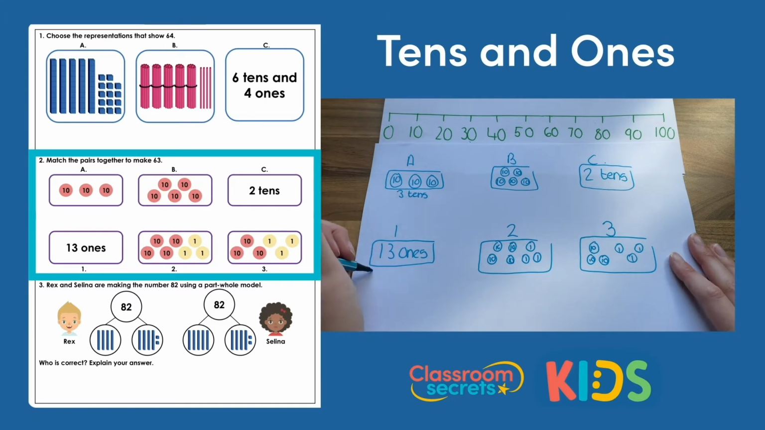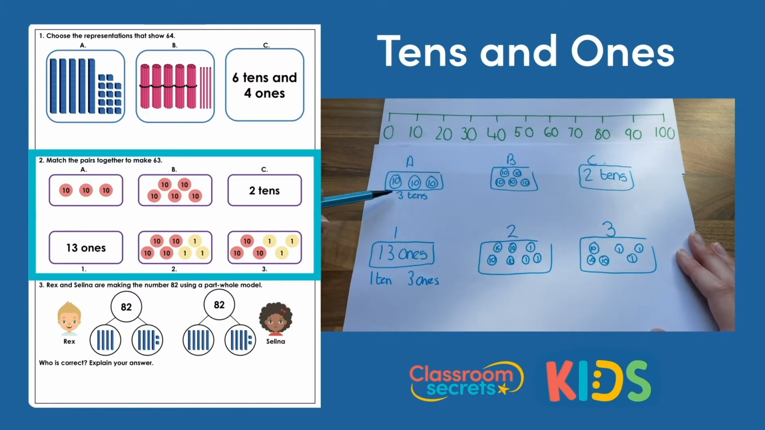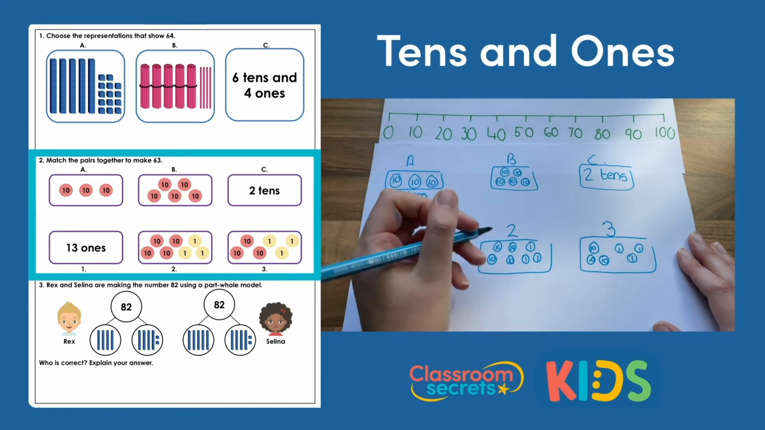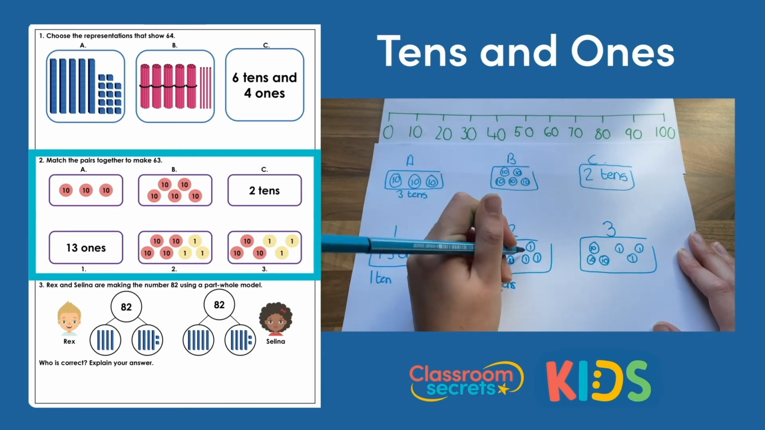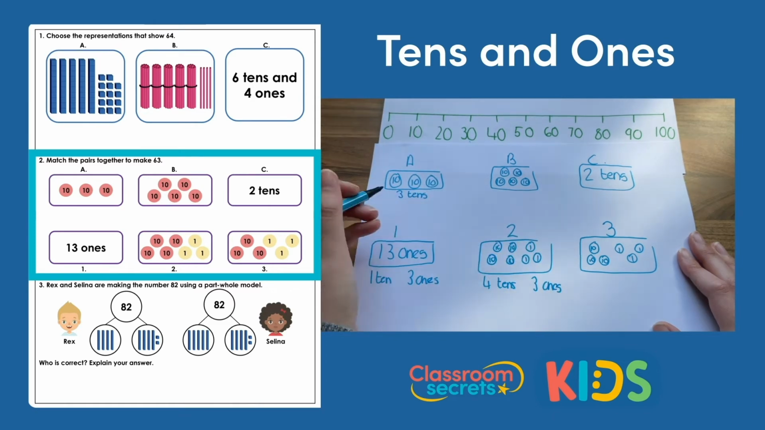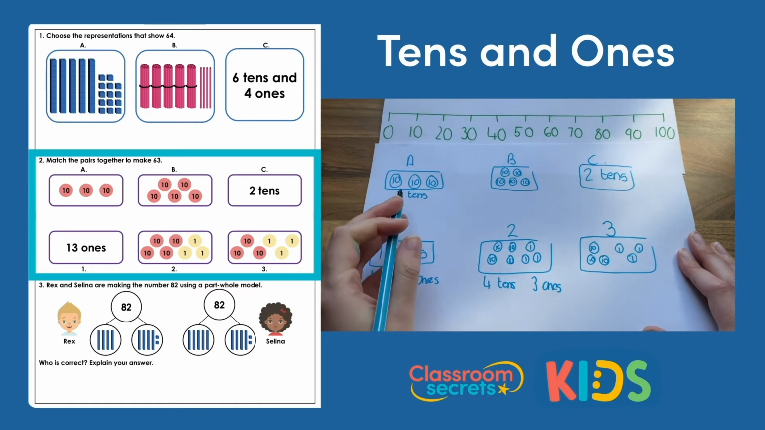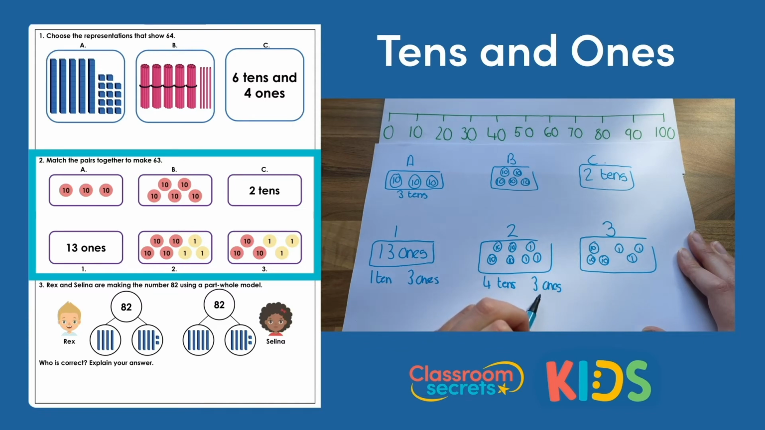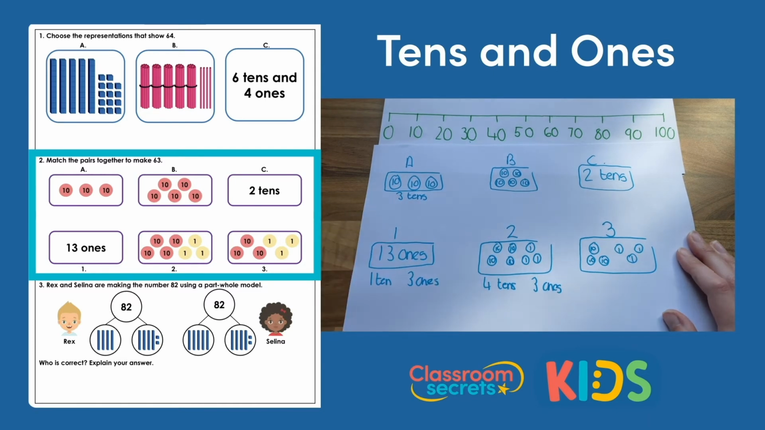13 ones, which is the same as 1 ten and 3 ones, because remember, we can swap 10 of those ones for 1 ten. So 3 tens and 1 more ten would make 4 tens and 3 ones. That would make 43. We're making 63, so that card doesn't match. Let's move on to the next one. We've got 1, 2, 3, 4 tens and 3 ones. 3 tens and 4 tens make 7 tens altogether and 3 ones. 70 and 3. 73. No, we're making 63, so those two cards can't go together either.